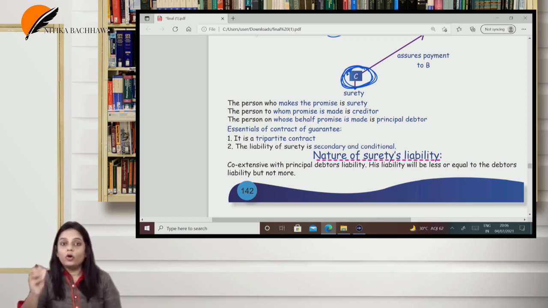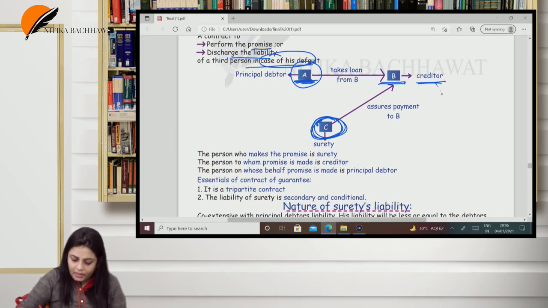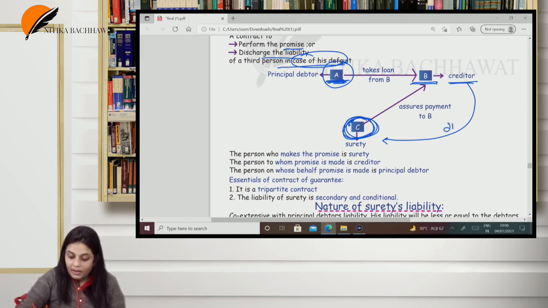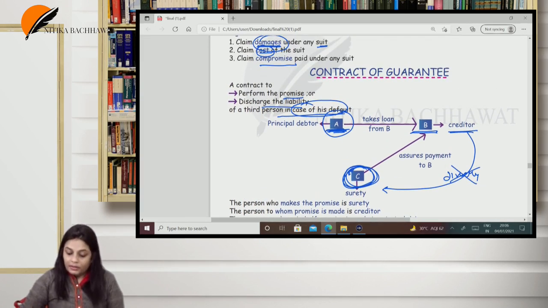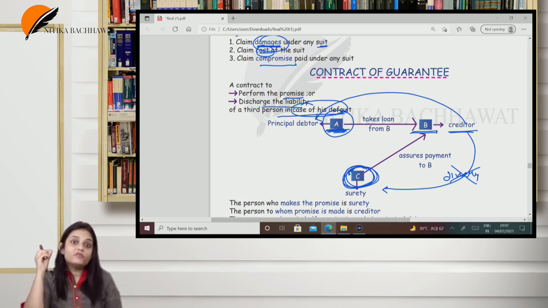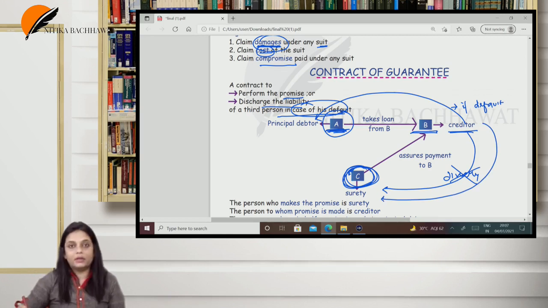Now please understand, on the due date, can the creditor directly go to the surety? No. He cannot directly go to the surety. The creditor must go to the principal debtor. The creditor must first on the due date go to the principal debtor. I repeat again, on the due date the creditor must first go to the principal debtor. If the principal debtor defaults, then he will go to the surety.